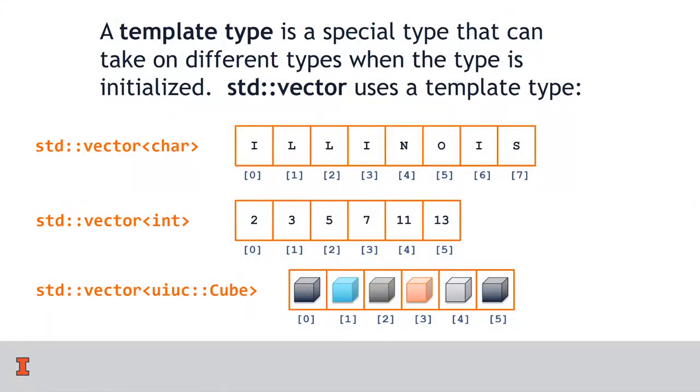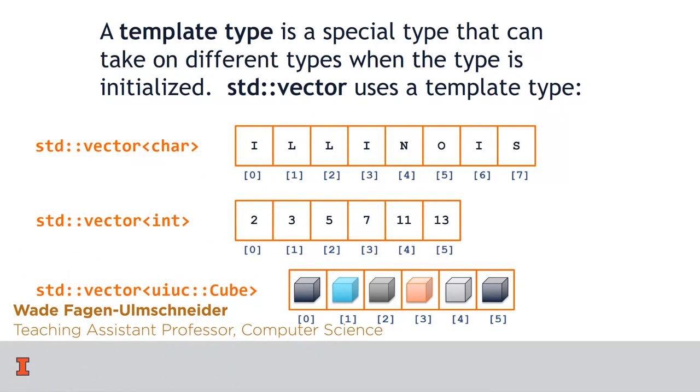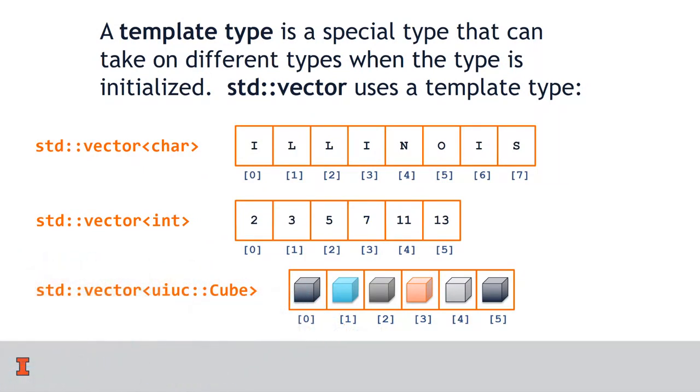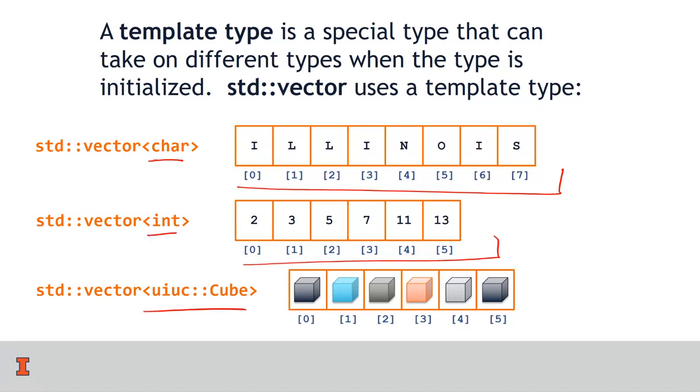A template type is a special type in C++ that can take on different types whenever the type is initialized. For example, the standard vector is a template type. What that means is in the standard vector, we can have a vector of characters, for example, the word Illinois, a vector of integers, for example, the first few prime numbers, or even a vector of UIUC cubes, our custom data type.